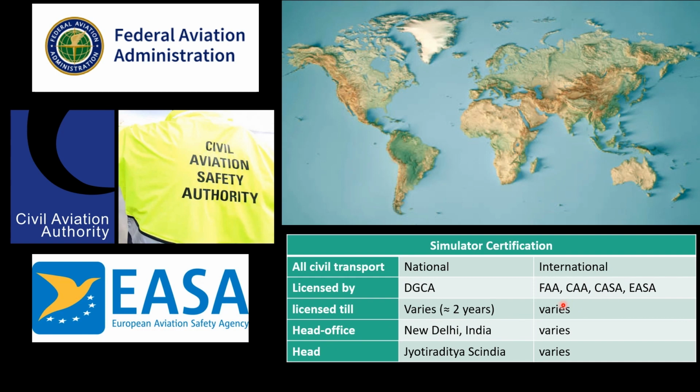It will vary, but normally for the national level it is around 2 years. The head office of the national DGCA is in New Delhi, India. And the head, whom I have shown in that picture, is Jyotiraditya Scindia. Maybe my pronunciation is different, but that's what I want to say.